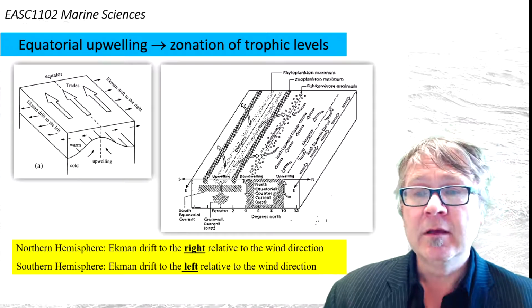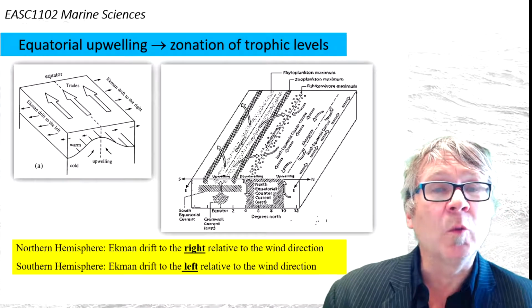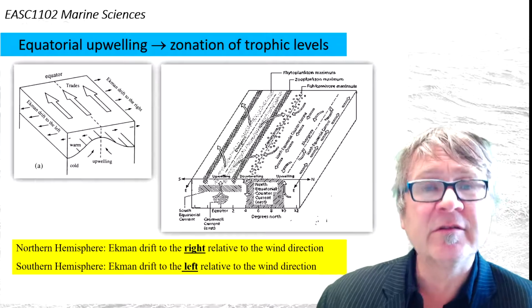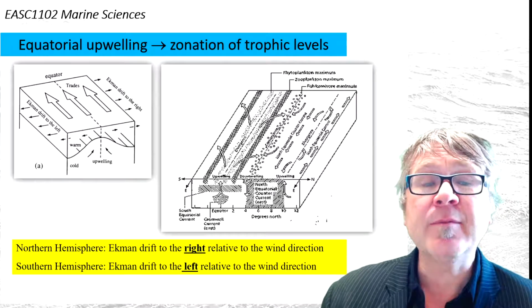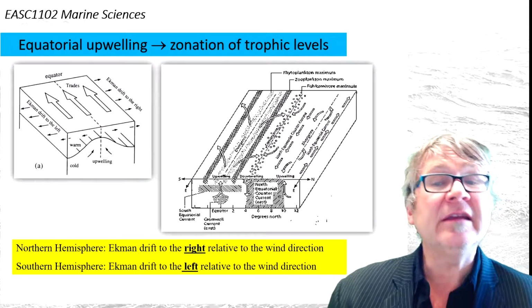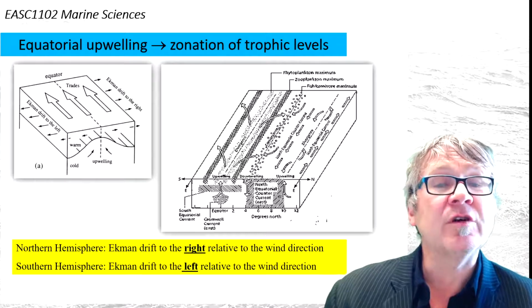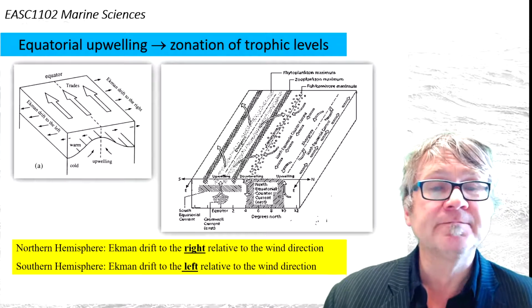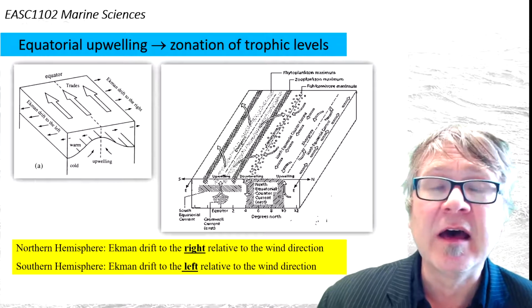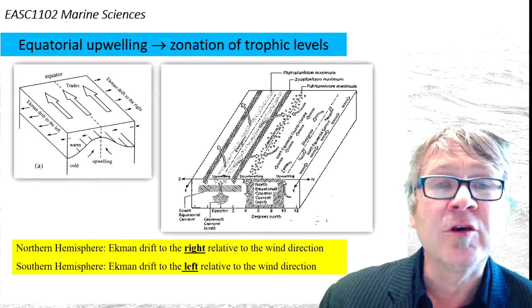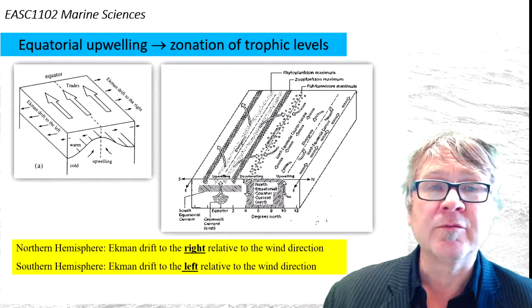Okay, so this is the link between wind forcing, the wind direction, and Ekman transport in the ocean, leading to different zones of trophic levels. And something similar happens in the coastal upwelling process.